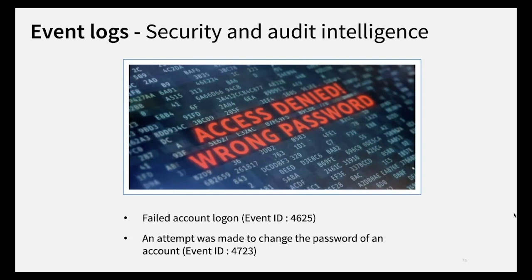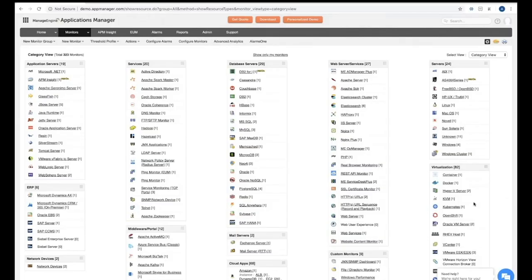Let me take you to the product UI now so we can see some of these metrics within the Applications Manager console. Right here, I'm within the Applications Manager product UI, and this URL, demo.appmanager.com, is a public URL. You are free to access this URL and just work your way around the product and try to understand it better if you'd like to.